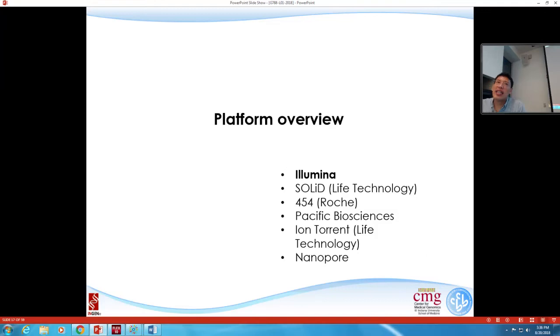Okay, so in the next component I want to talk about the platform overview. The purpose of this part is really not to let you design a new sequencer. Rather, my intention is to show you how these sequencers work so that in your mind it's not a black box. It's not magic. There are very solid biochemistry principles behind that.